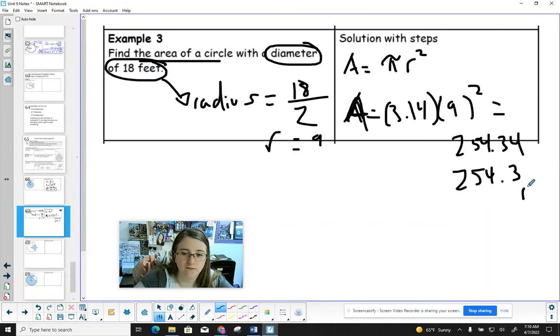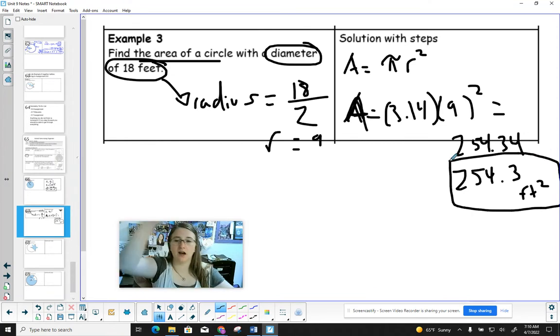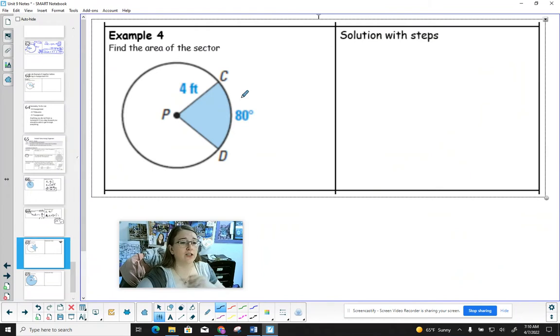Feet, we're talking about here, feet squared. That's how much area I would need to cover for that circle. If I had a circular room or I wanted to make a circular rug, that's how much carpet I would need to buy. Okay, so again, the area formula itself is not very complicated. Just be careful that you have to use the radius, not the diameter. Let's go ahead and look at number 4.